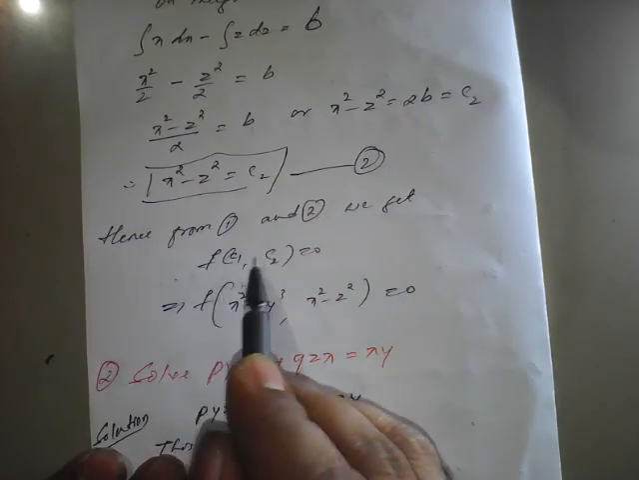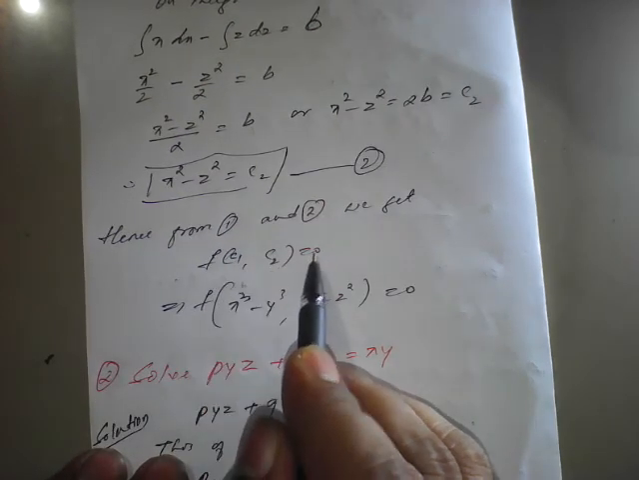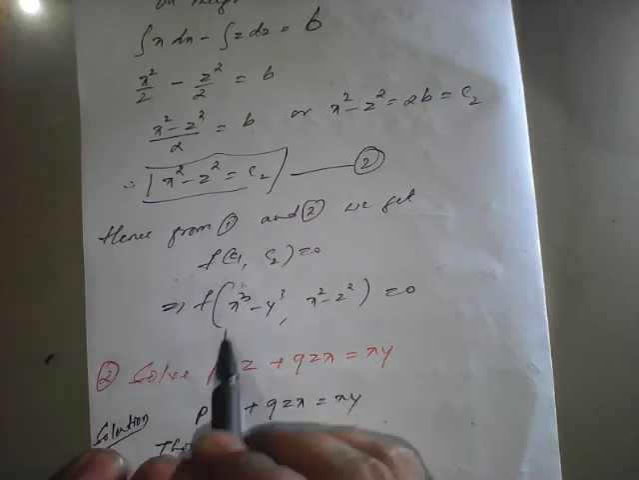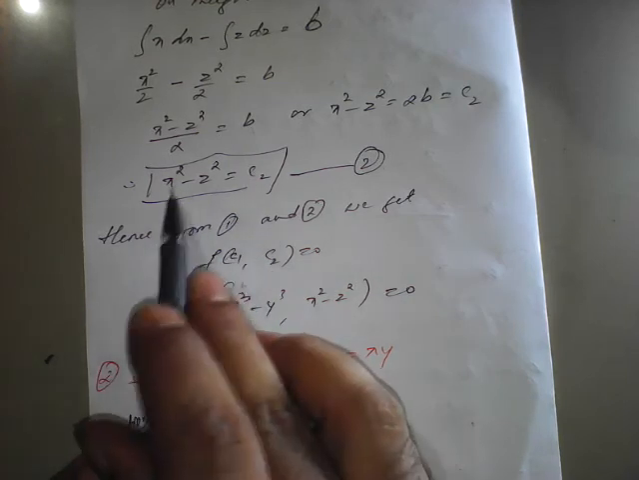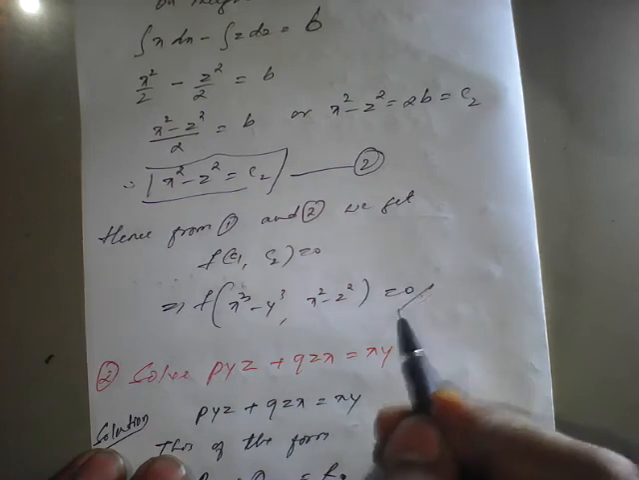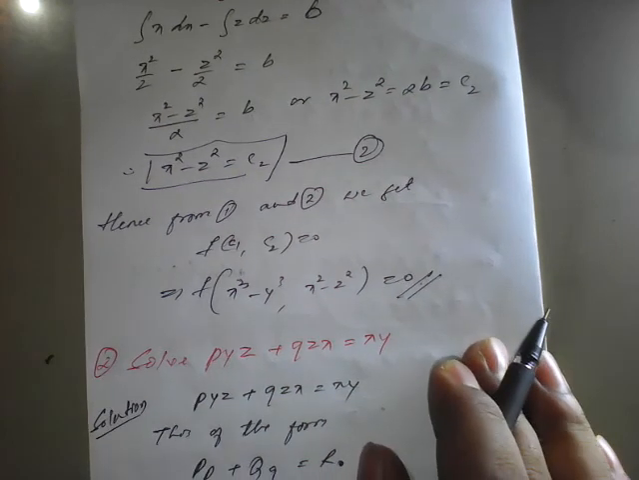So from 1 and 2 we have to consider F of c1, c2 is equal to 0. So c1 is nothing but the first pair, and c2 is nothing but, here, c2 is x square minus z square, which is nothing but the required solution here.